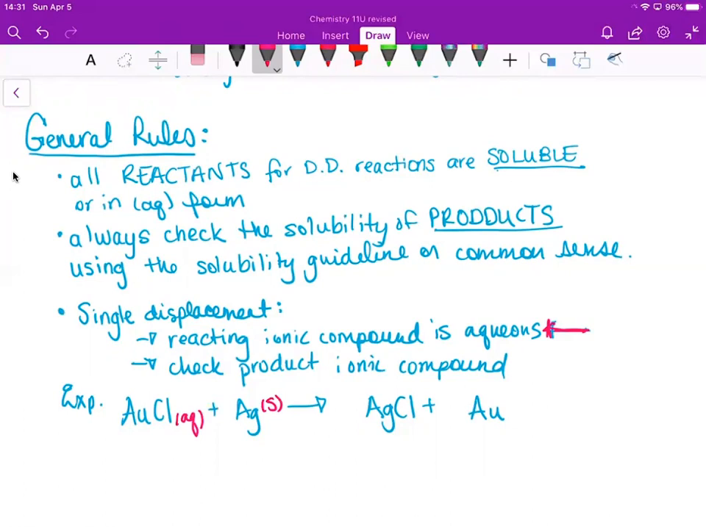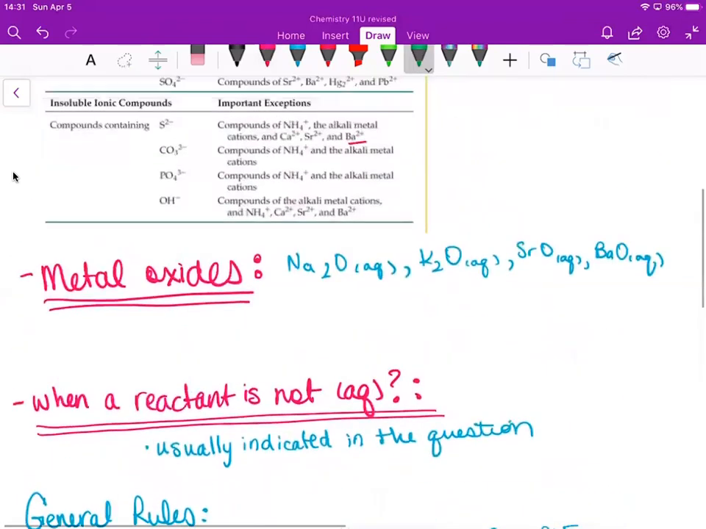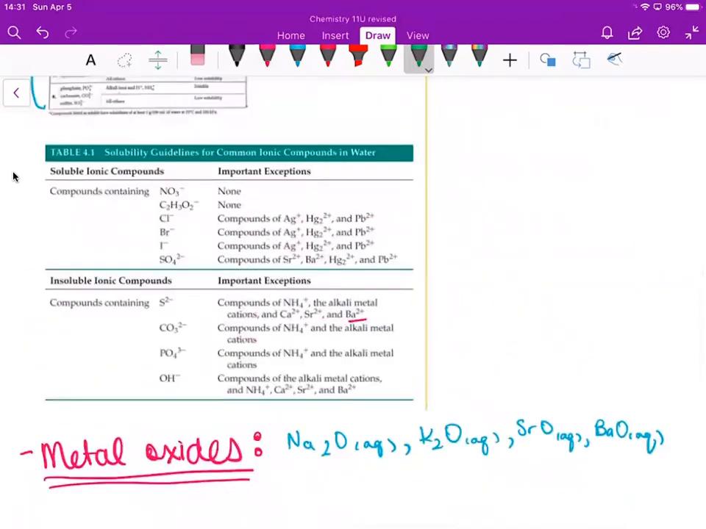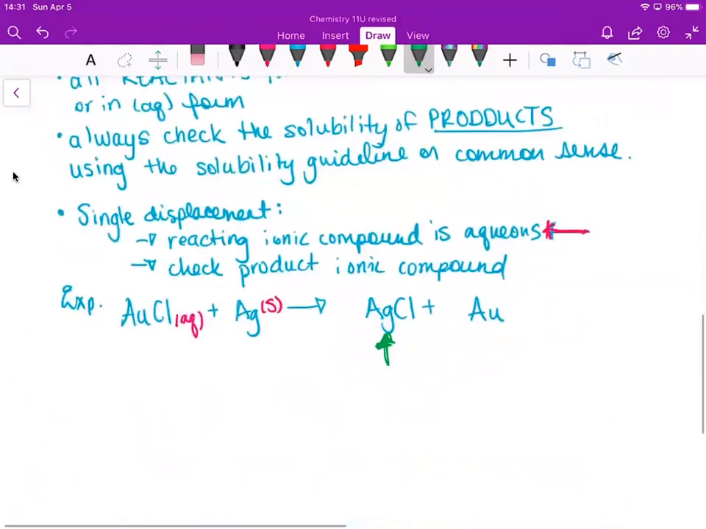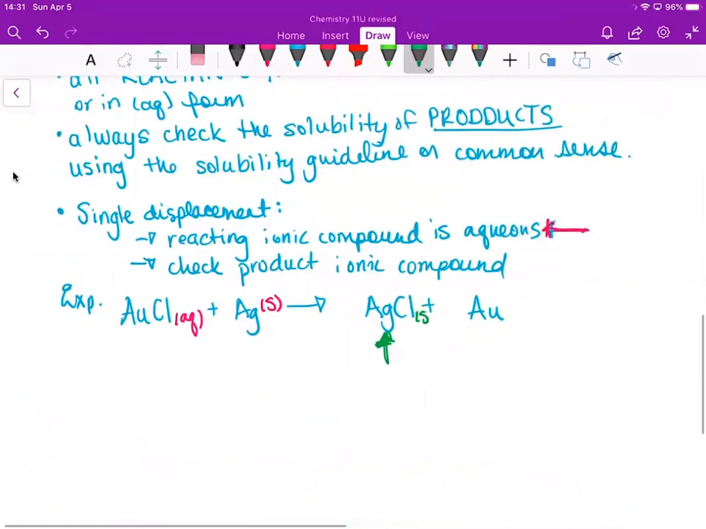Okay, so on the next side, silver chloride, I'll change my color again. This one here, you have to check your solubility guidelines. So when I'm looking up here, I'm looking at chloride. Oh, look, silver is one of my exceptions. So always check your products. So this one is going to be solid, and then gold is going to be solid as well.